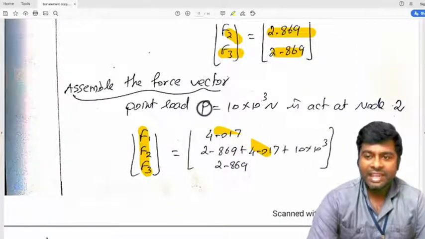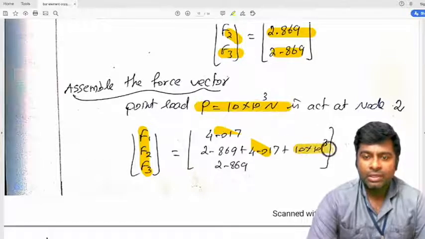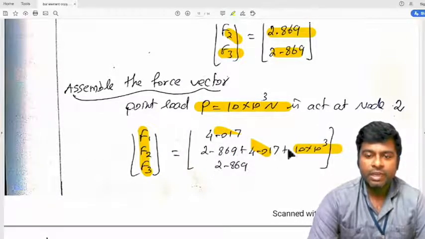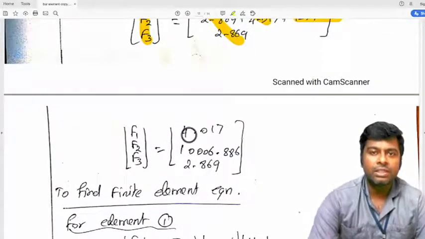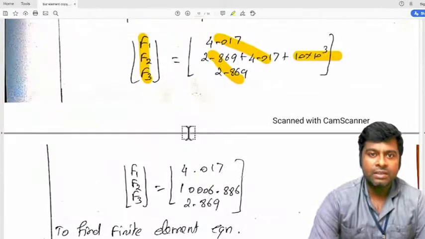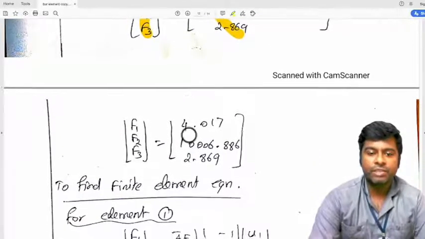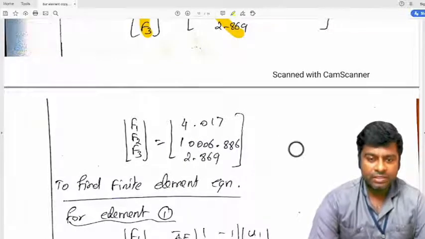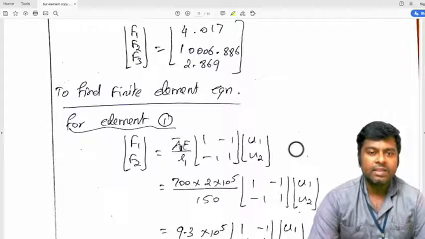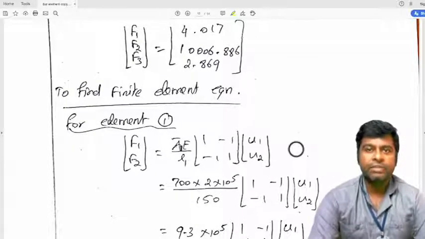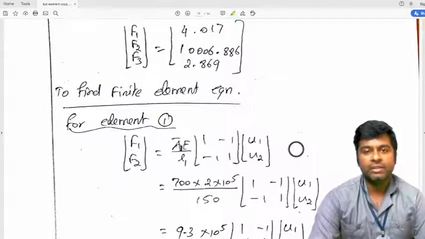And the point load acts at node 2, therefore 10 into 10 cube plus 10 into 10 cube. After simplifying all these values, the body force vector F1, F2, F3 equals 4.017, 2.869 plus 4.017 plus 10 into 10 cube, that is equal to 10006.886 and 2.869.